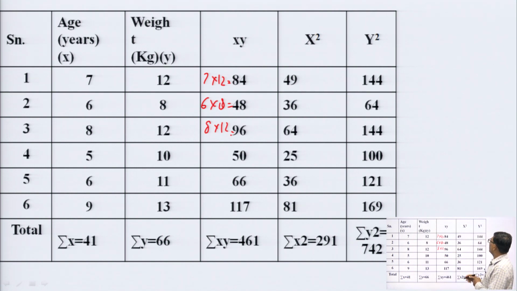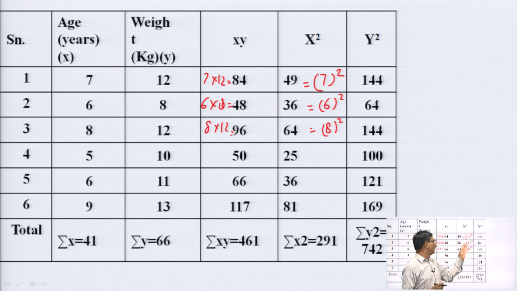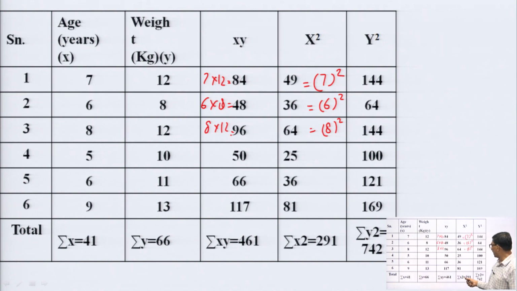In the next column we find x square. X square means the square of the x values, 7 square, 6 square, similarly 8 square is 64. So, we find the square of the x values, and then we find the sum of x square, which is 299.